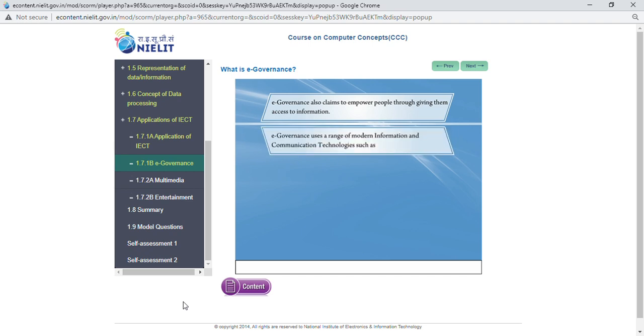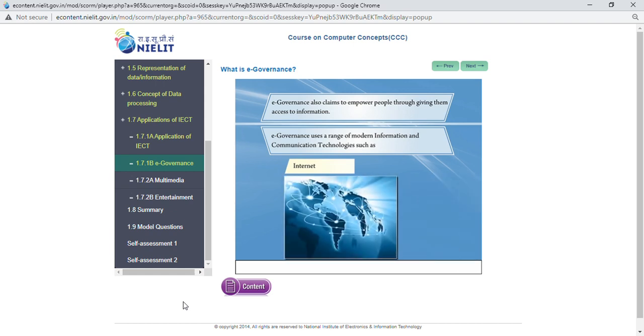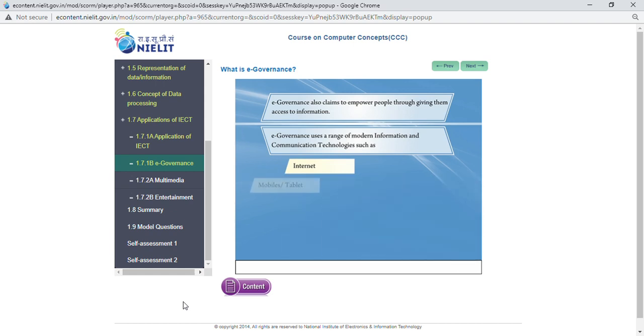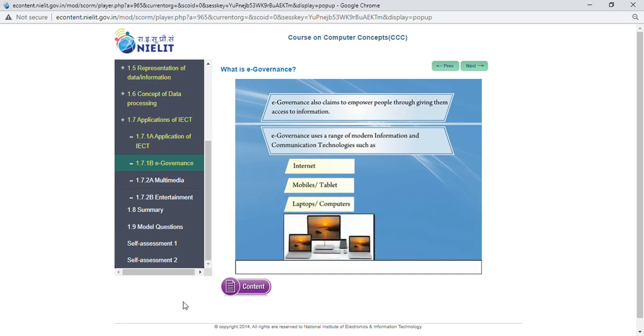E-governance uses a range of modern information and communication technologies such as internet, mobiles or tablets, laptops or computers.